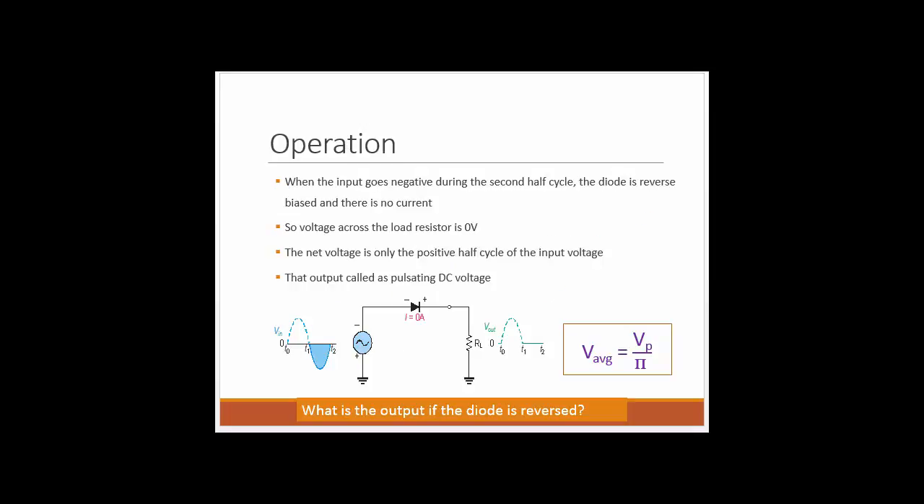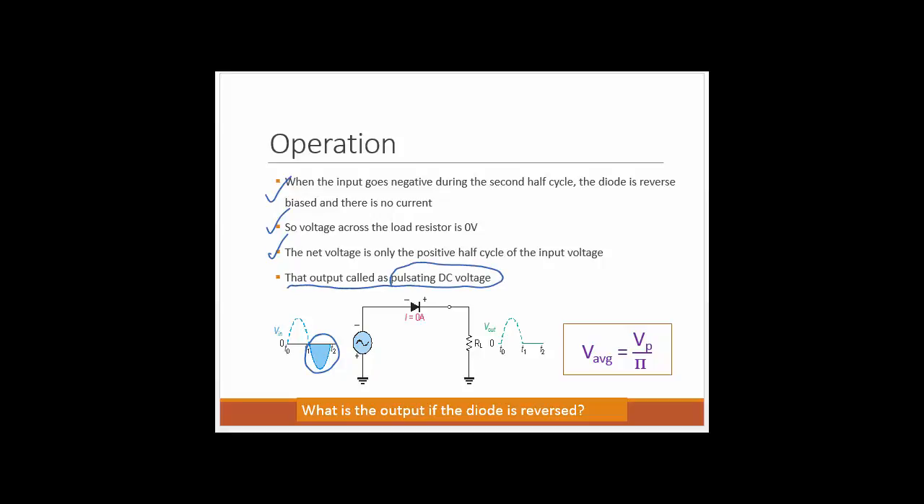When the input goes negative during the second half cycle, the diode reverse biases automatically because you are applying a negative voltage across the diode. When it is reverse biased, there is no current in the circuit. When there is no current, there is no voltage drop across the load resistor, so that's going to be 0 volts. The final voltage is only the positive half cycle of the input voltage, and the output of the rectifier is called a pulsating DC voltage.